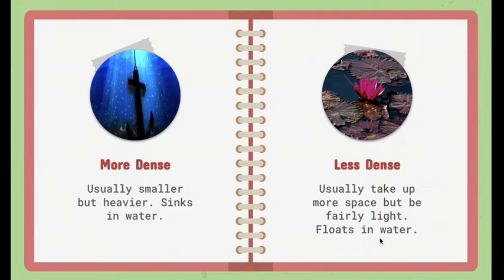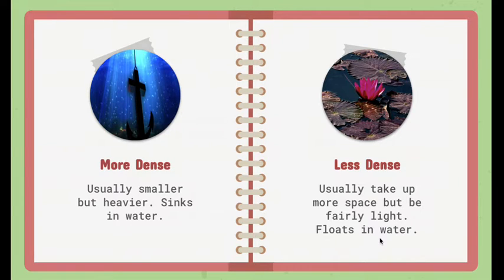The next property is density. Density is how tightly or loosely packed an object is. You can picture a dense object having tightly packed molecules, whereas a less dense object would have molecules with more space in between them. A dense object is usually going to be smaller but heavier, and an object that is less dense will usually take up more space but be fairly light.